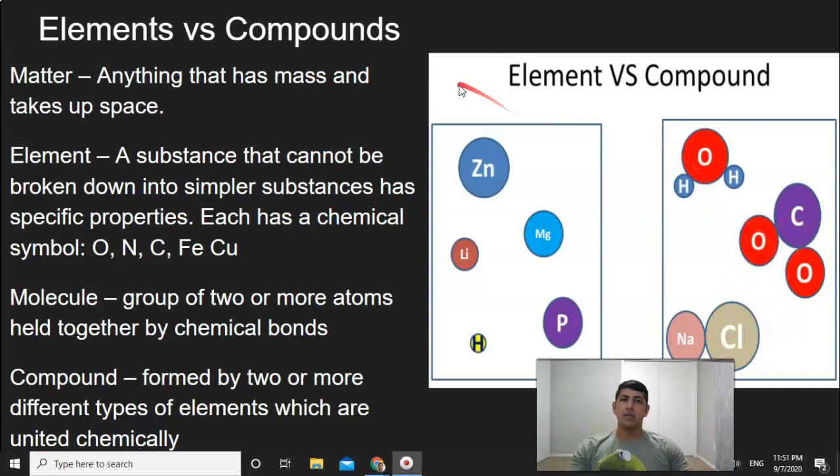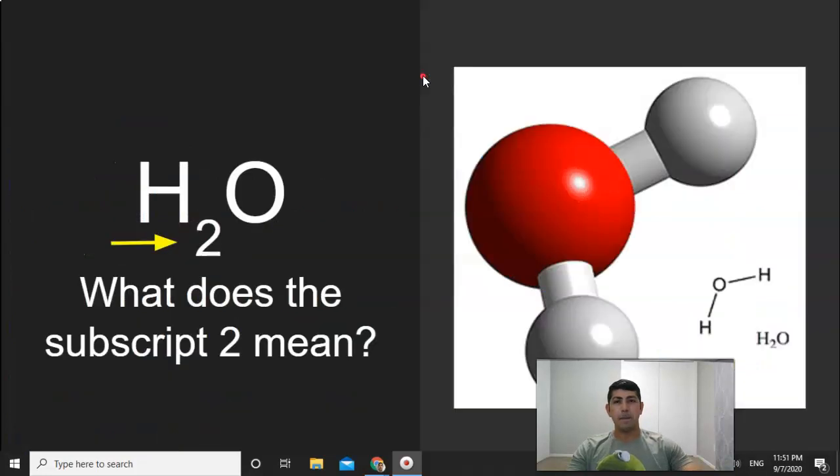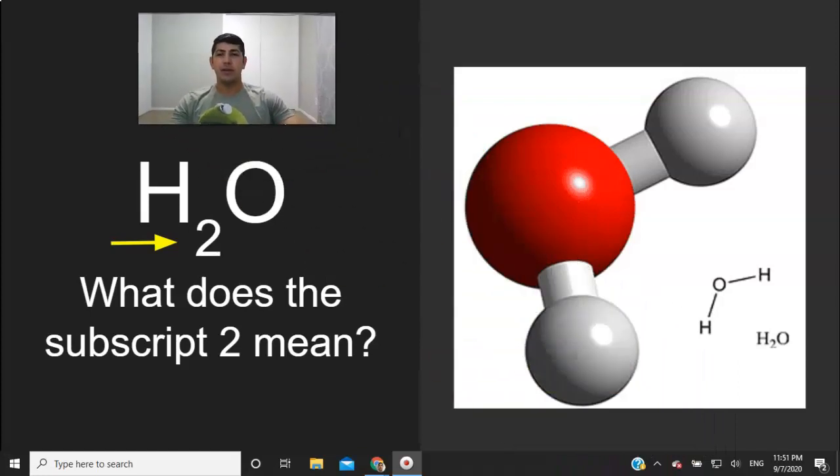Some other things that we might want to remember is that matter is anything that has mass and takes up space, and a molecule is a group of two or more atoms held together by chemical bonds. So let's take a closer look at this right here, H2O. What does the subscript 2 mean? What does the 2 in H2O mean?